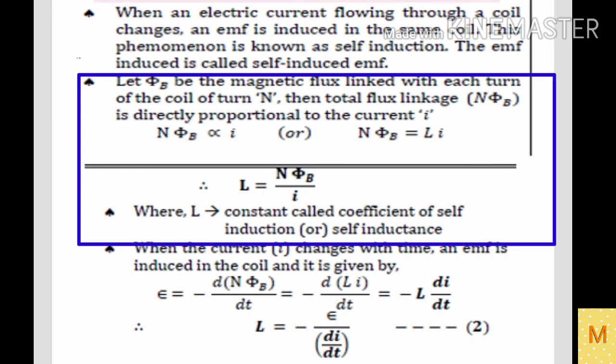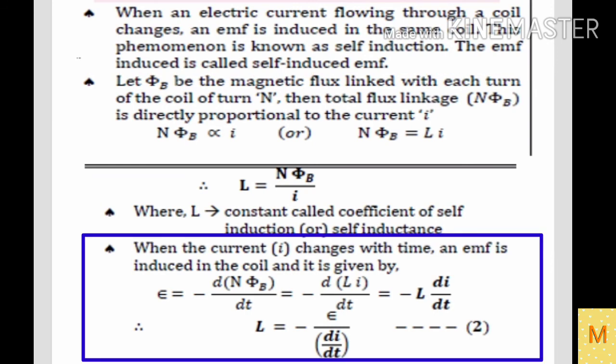where L can be written as L = Nφ_B / I. When the current I changes with time t, an EMF is induced in the coil, and it can be written as ε = −d(Nφ_B)/dt = −d(LI)/dt = −L dI/dt, where L = −ε / (dI/dt). This equation represents the self-induction of the coil.